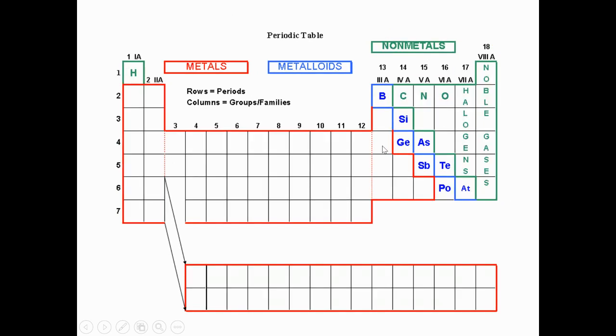So I filled in some additional information here. You can fill in carbon, nitrogen, oxygen, but I want you to note the last 2 columns. Notice that they are not element symbols. They are the names of those families written vertically. So the elements in column 17 or 7A are called halogens. The elements in column 18 or 8A are called noble gases. Please fill those in green.